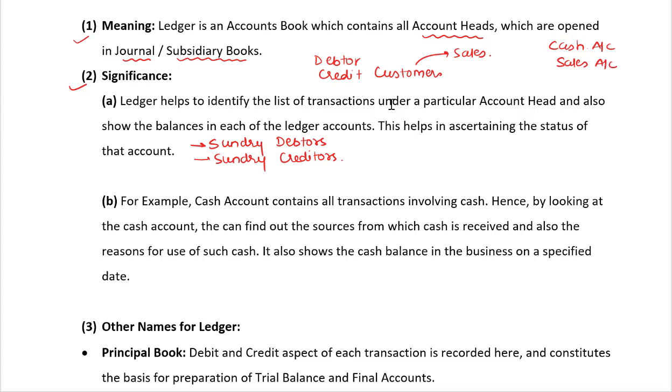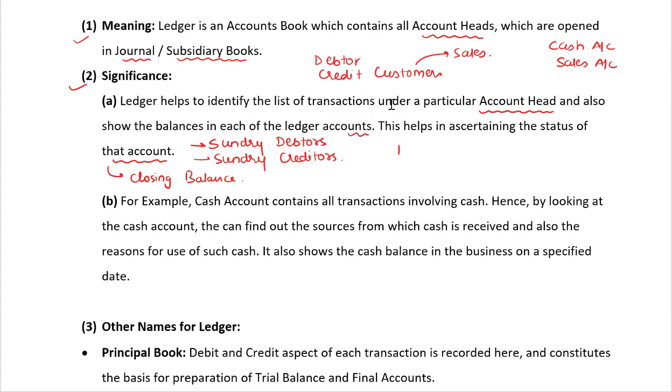So, ledger helps to identify the list of transactions under a particular account head and also shows the balances in each of the ledger accounts. This helps in ascertaining the status of that account. Status means closing figure or closing balance.